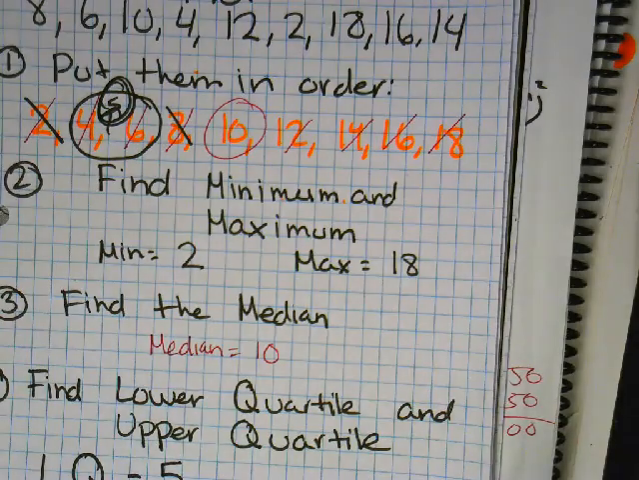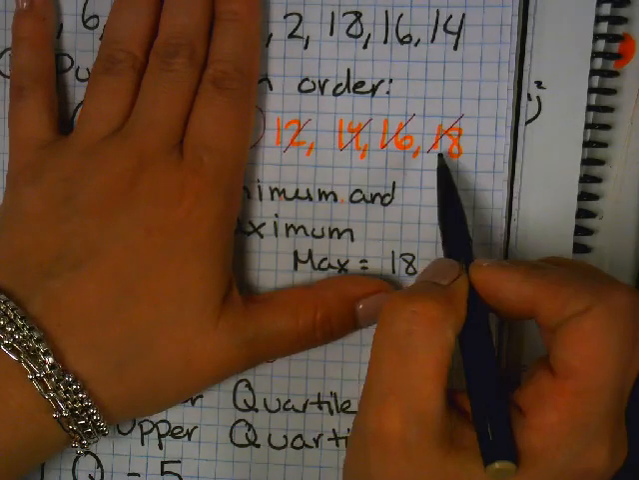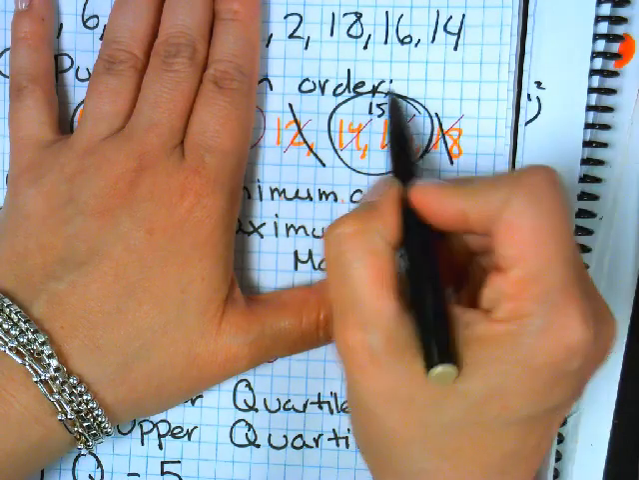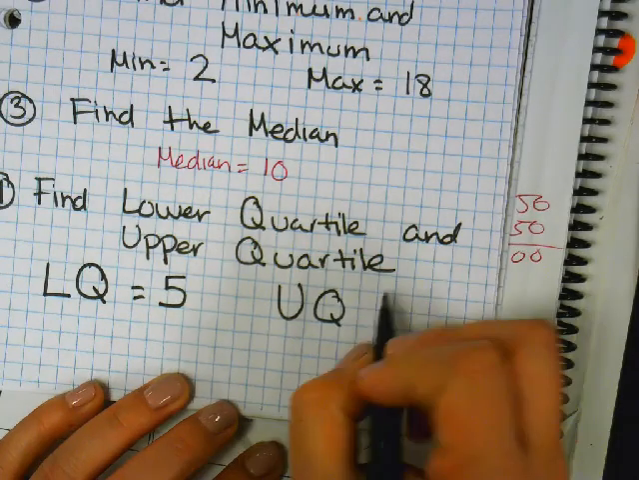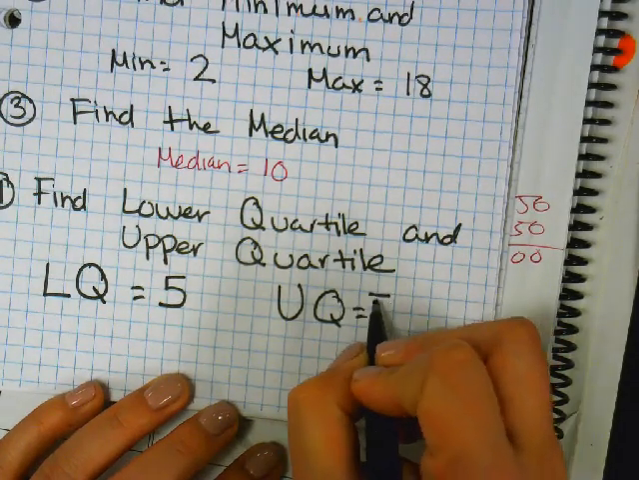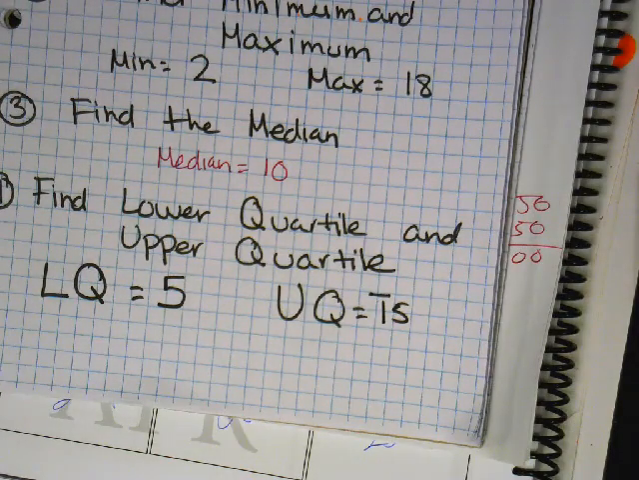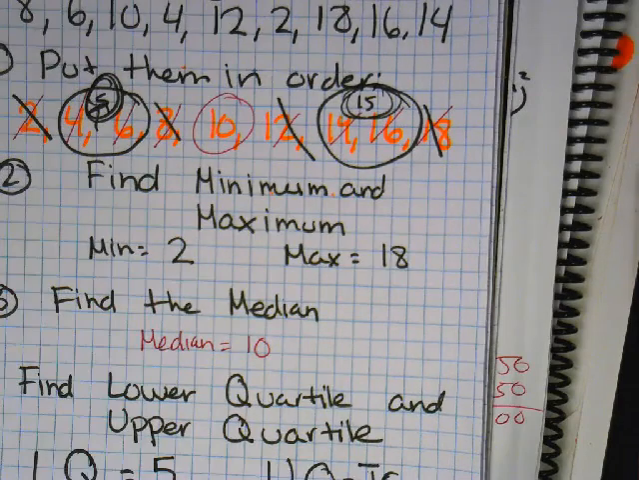Okay, what's the upper quartile? 12, 14, 16, 18. What is the median number of those numbers? 15. So here are the upper numbers. What's in the middle? 15. So we abbreviated upper quartile is equal to 15. All right, are we okay with this? Okay, now we have all this information. Now we get to graph it.